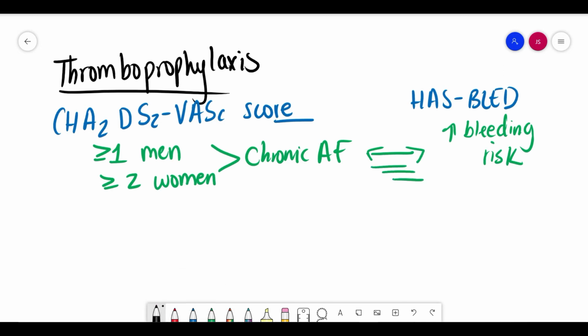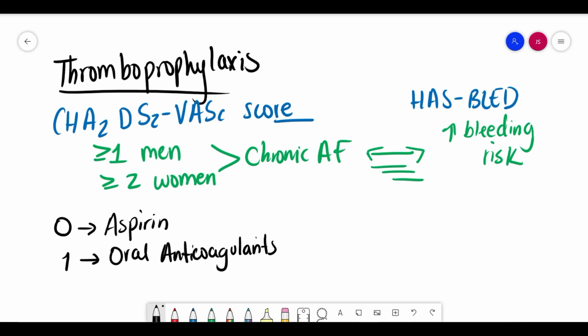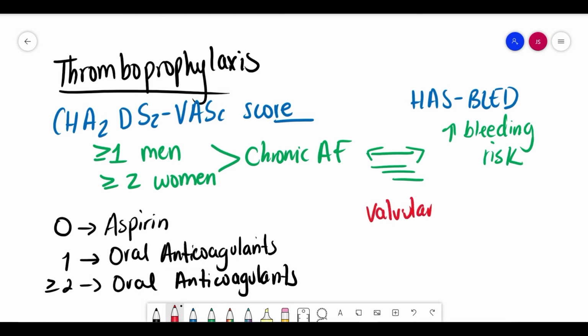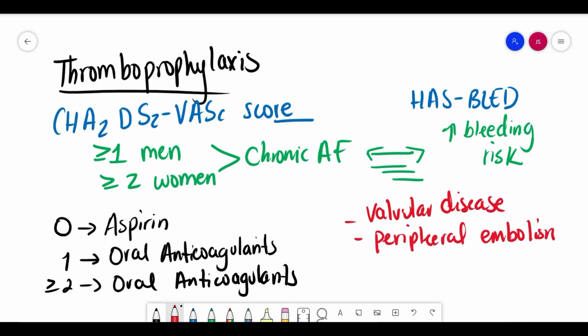So don't forget that. Generally speaking, if they have a score of 0, then no anticoagulation should be needed, but you can consider aspirin. If they have a score of 1, then you can choose between oral anticoagulation or aspirin. If they have a score of 2 or more, then you definitely should go for oral anticoagulation. Now there are 3 conditions that should always prompt you to start anticoagulation. That's valvular disease, peripheral embolism, and intracardiac thrombus.